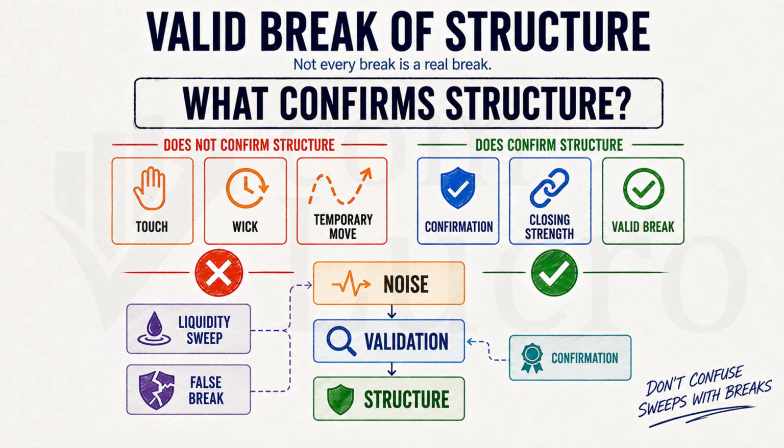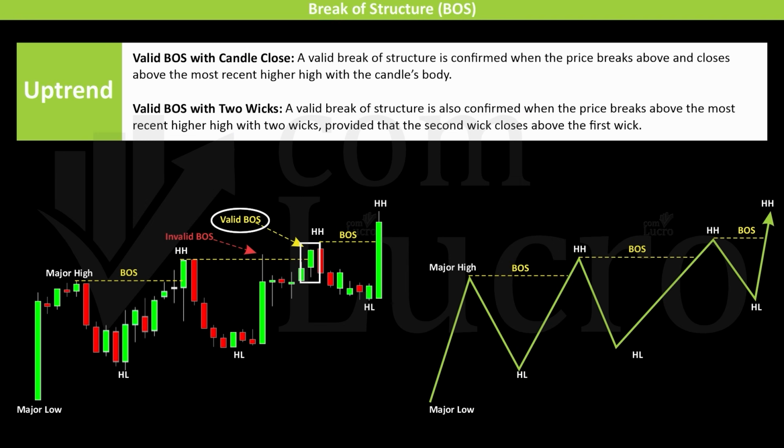Now that we understand how price moves through impulse, correction, and continuation, we need to define what actually confirms structure, because a market structure break is not valid just because price touches a level or leaves a wick beyond it. To avoid confusing liquidity sweeps with real structural breaks, we need clear rules for a valid break of structure. Let's dive into these key points and rules.